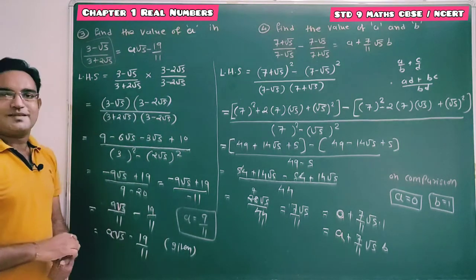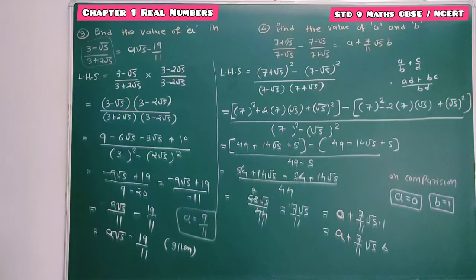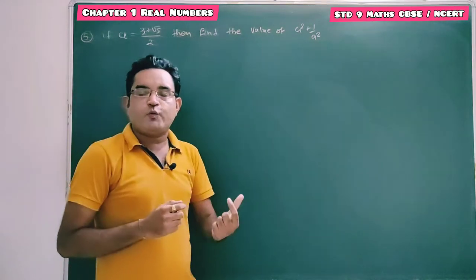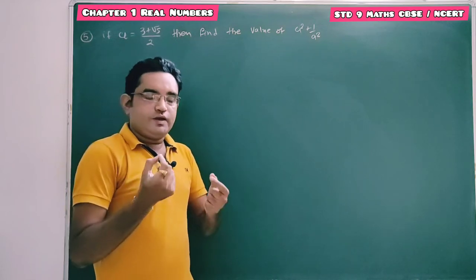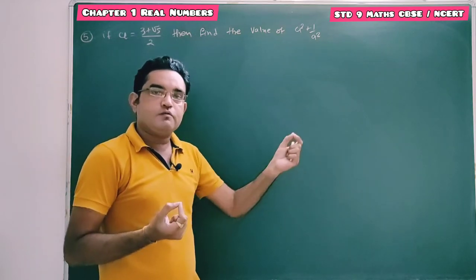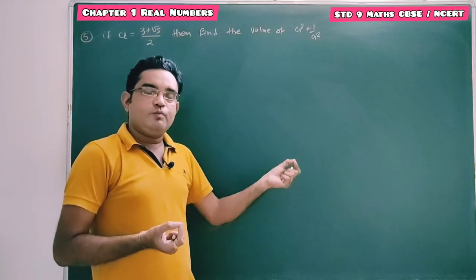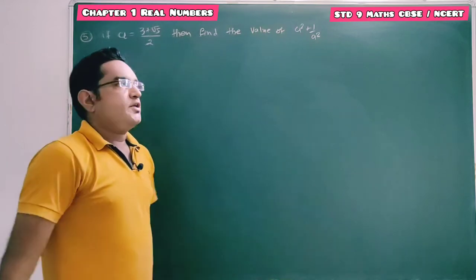So very good questions are there. Pause this video and note it down. Okay students, now question number 5. This is one type of question. Here we are given the value of a, and then we need to find the value of a plus 1 by a, or a square plus 1 by a square, or a cube plus 1 by a cube, or a raised to 4 plus 1 upon a raised to 4.